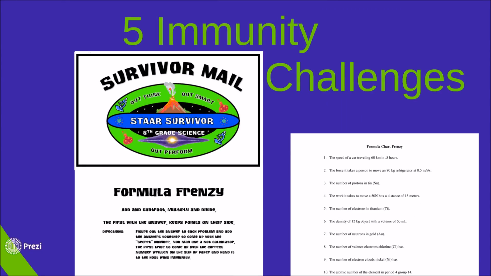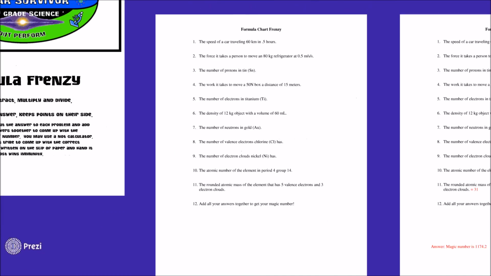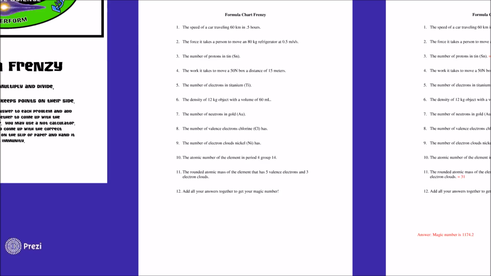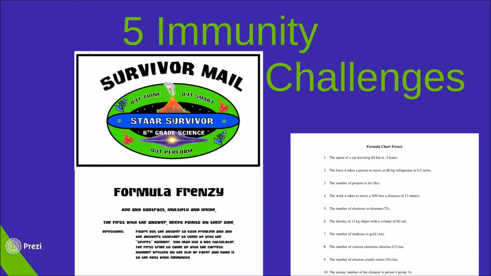After the game, students will participate in teams for immunity. When they enter class, a Survivor mail message will give them a clue and instructions on what to do during the immunity challenge. Students will then report to a designated area to participate in the challenge. This one is called Formula Frenzy. The instructions for Formula Frenzy state add and subtract, multiply and divide. The first with the answer keeps points on their side.